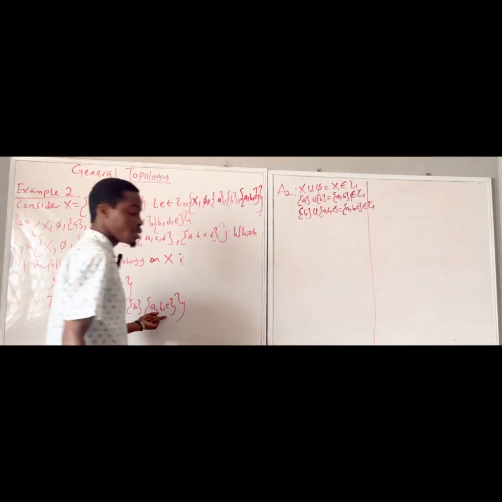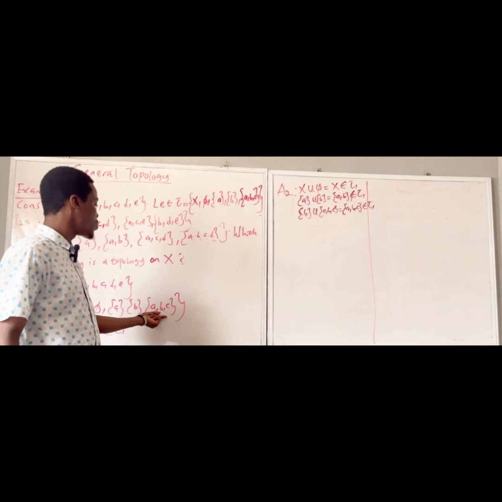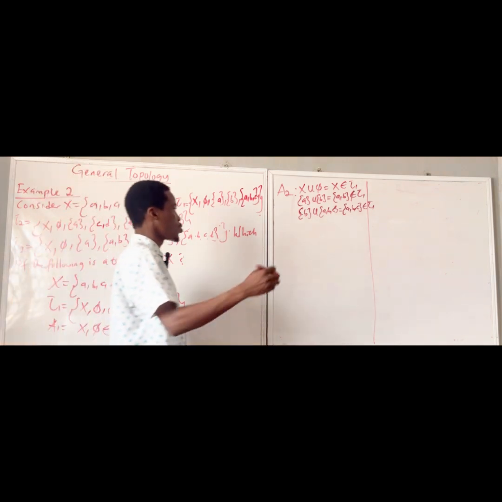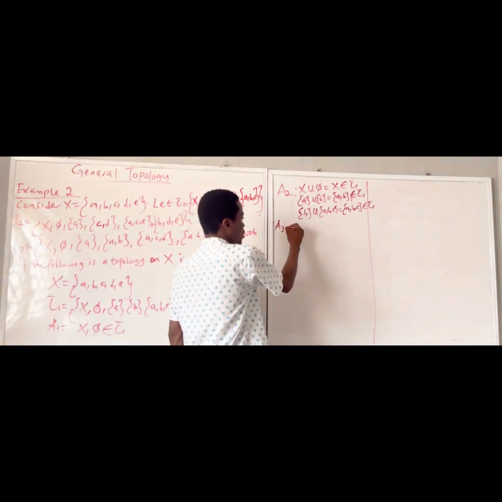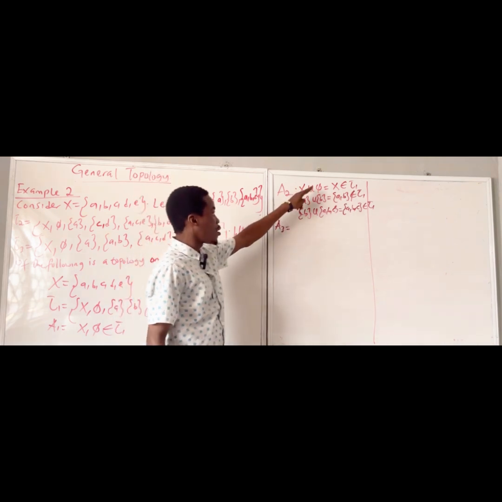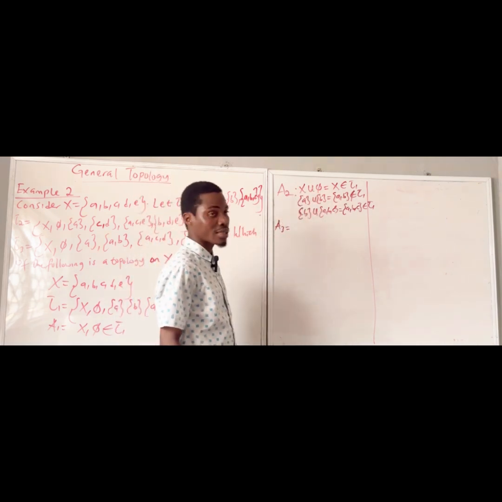Can we find ABC here? Yes, we can find ABC here. So ABC is a member of what? Tor 1. So we have to consider the three issues. The third issue: we have to find the finite intersection of all this.